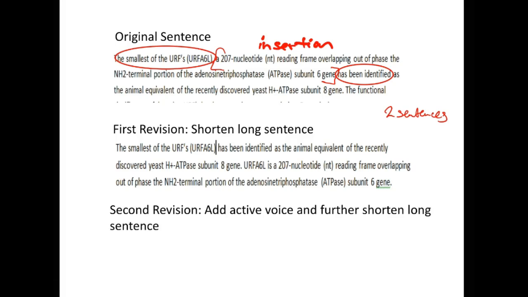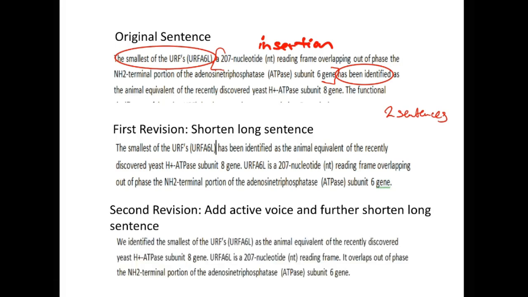And then I have a second level of revision, using active voice and even further shortening the long sentence. So rather than "has been identified," we identified the smallest of the URFs as the animal equivalent of the recently discovered yeast, yada yada yada. URFA6L is a something nucleotide reading frame. It overlaps out of phase. So you see what I've done, what I've talked about before: I've taken this -ing, this gerund, and made it into a new sentence.